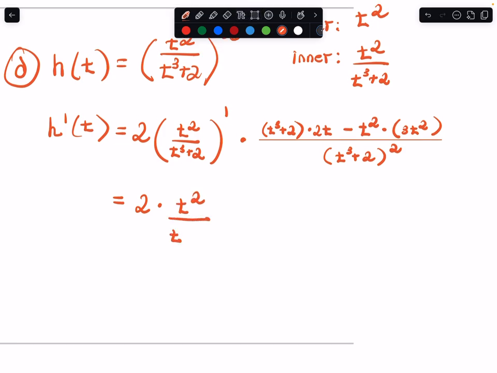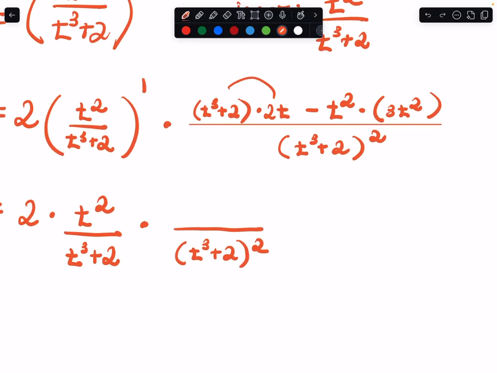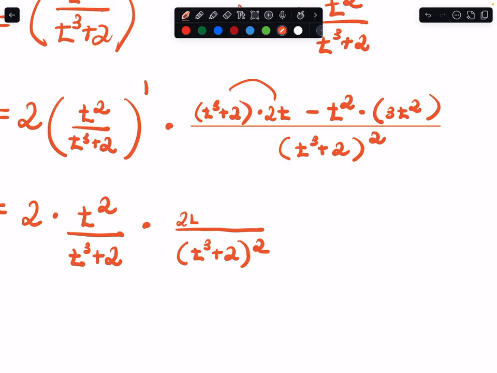So I have 2 times t squared over t cubed plus 2. The bottom here, do not expand this. That would be a huge mistake. Leave it alone. The top, let's clean it up though. I can distribute here and I can distribute the negative t squared there. So, I can do some things here. 2t to the 4th plus 4t. I think I needed a bigger fraction bar, unfortunately. This would be minus 3t to the 4th?